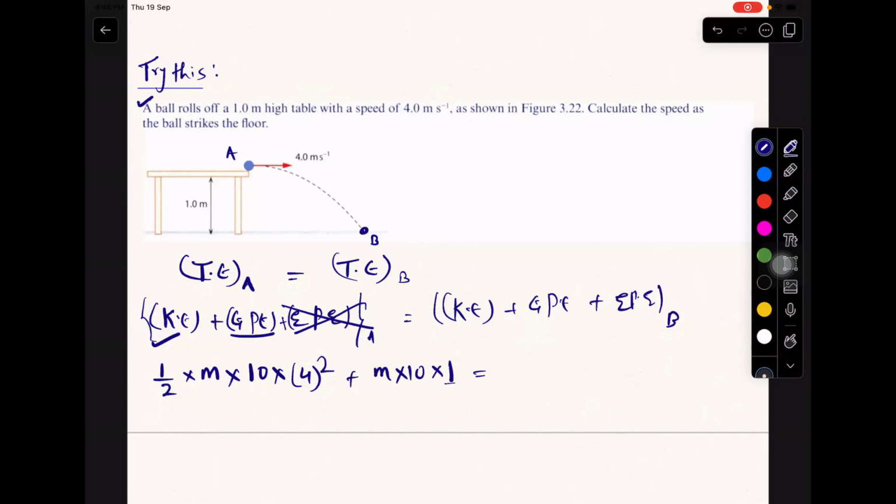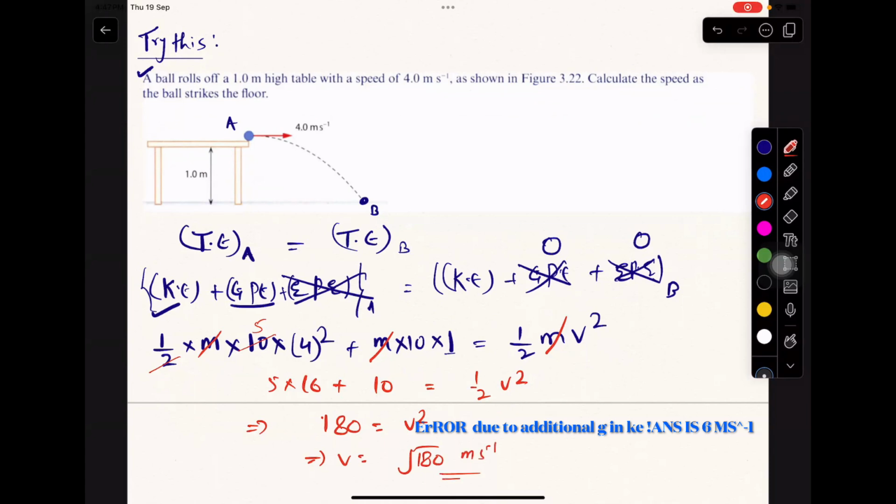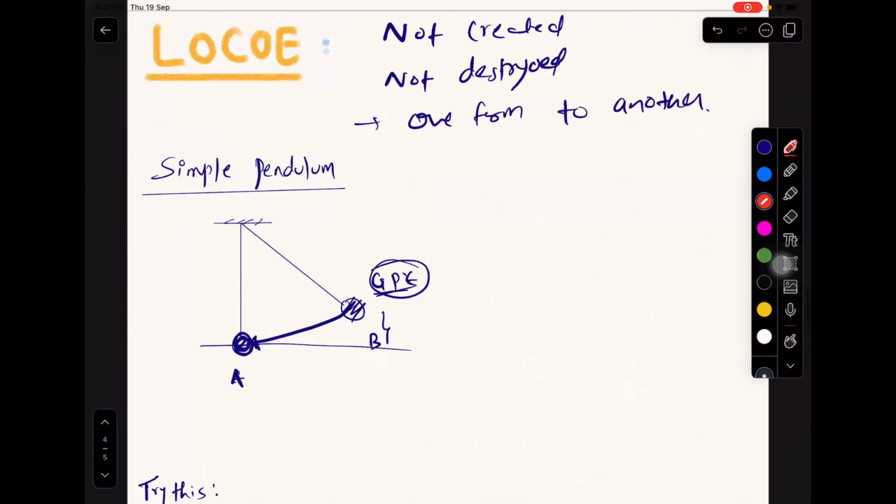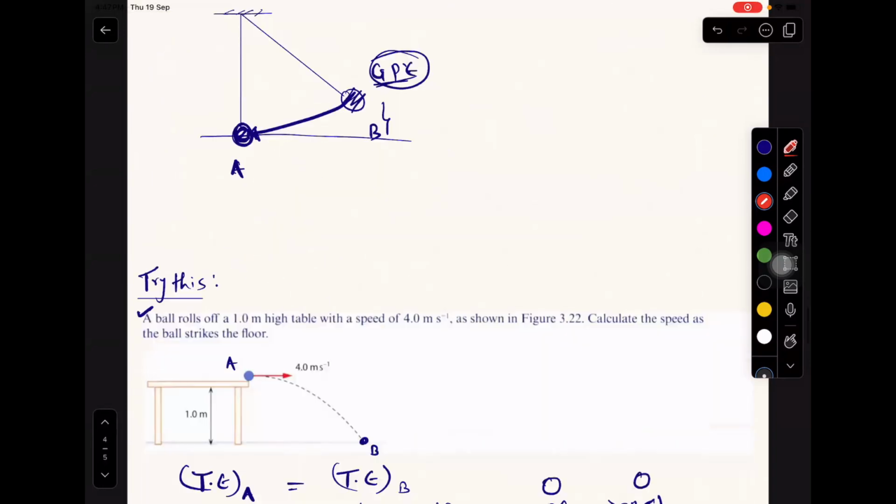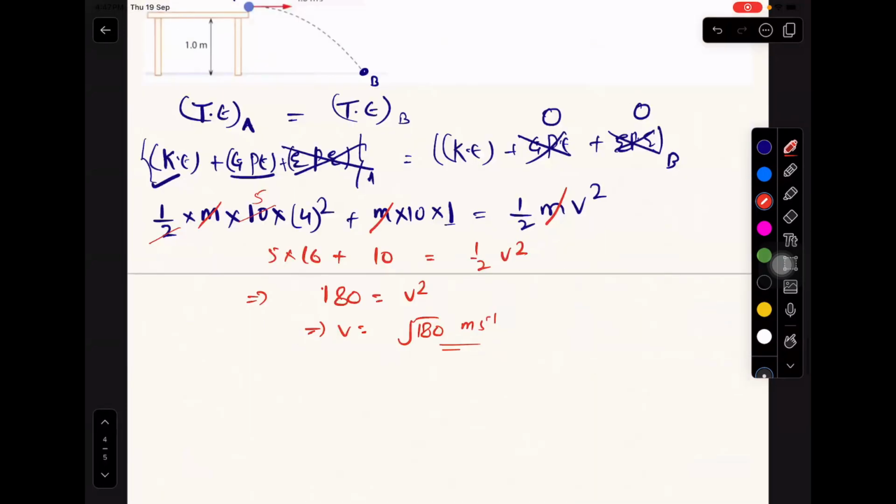which must equal the energy at position B. Its GPE becomes 0, and its elastic potential energy is not there. So all this energy turns into kinetic only. You can see the mass is getting cancelled from either side, and I can solve for this. That's the law of conservation of energy: energy is neither created nor destroyed, just converted from one form to another.